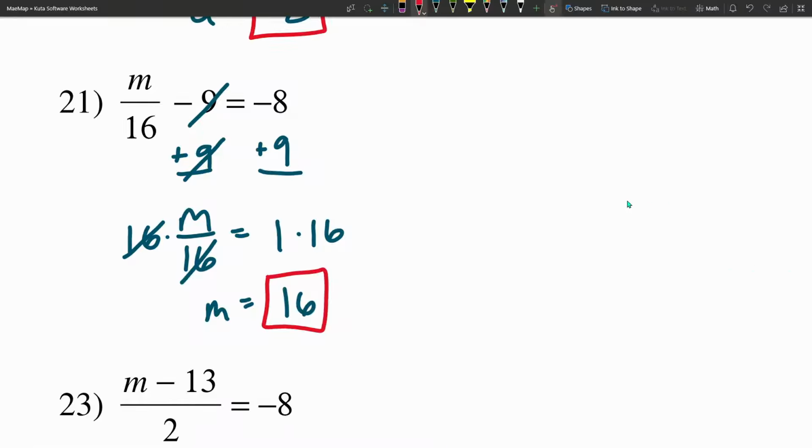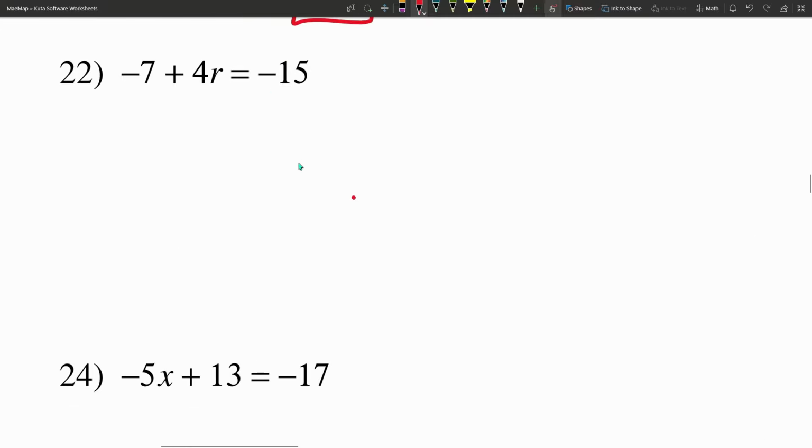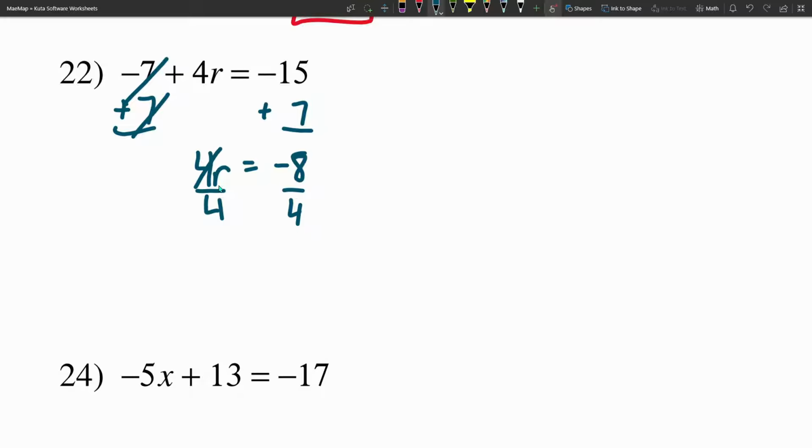Moving on to number 22, we have negative 7 plus 4r equals negative 15. Let's start by adding 7 to both sides in order to cancel out that negative 7. So we'll have 0 plus 4r, which is 4r, and that's going to be equal to negative 15 plus 7, which is a negative 8. Last step, divide by that positive 4. That's going to leave r on my left-hand side equal to negative 8 divided by 4, which is a negative 2 for my right-hand side.